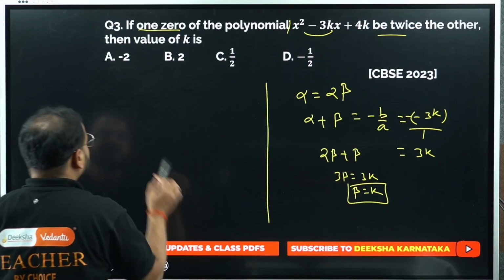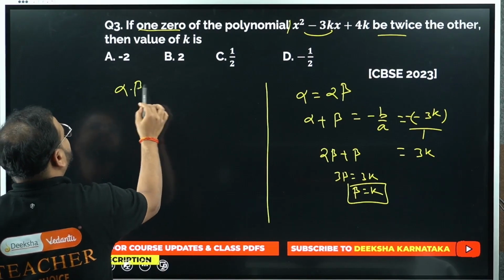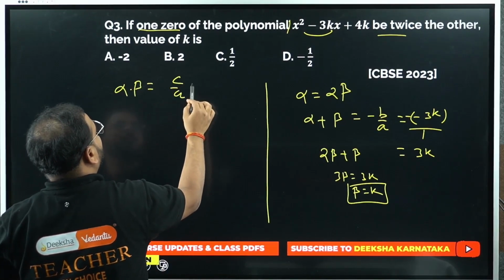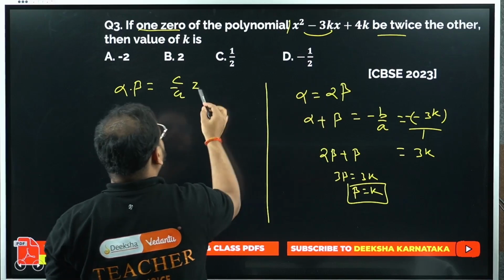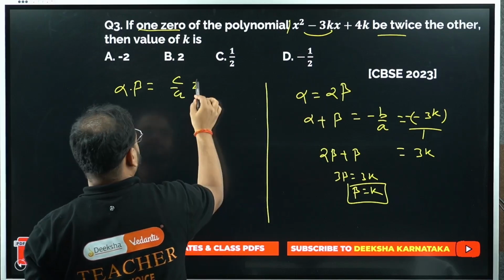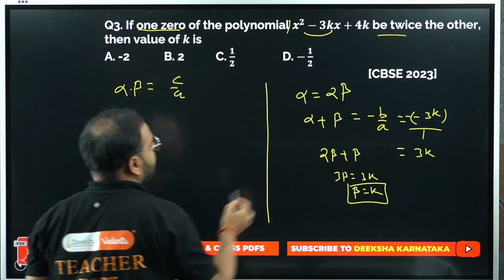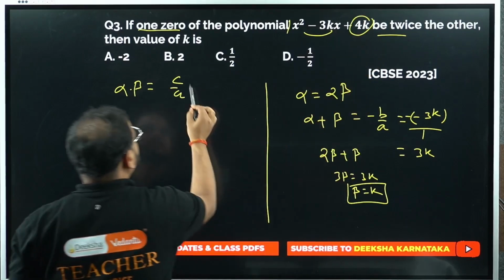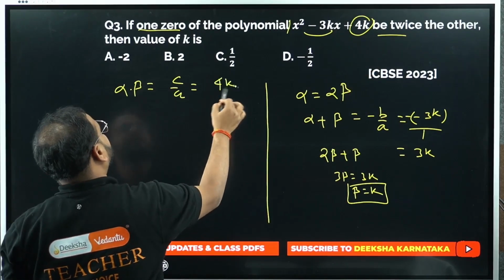The product will look like this. Alpha times beta will be what? C by a. What is C by a? C is 4k. Please have a look, C is 4k. Okay, so 4k by 1 again.